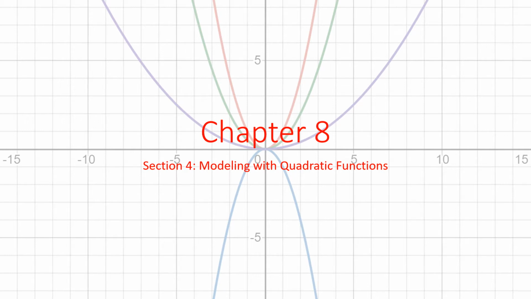Welcome back to section 4 of chapter 8. In this section, we're going to be looking at modeling with quadratic functions. Now, modeling again is when we take real world type situations and we match functions to it to describe what's happening.